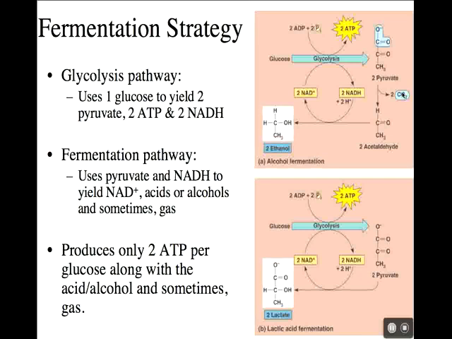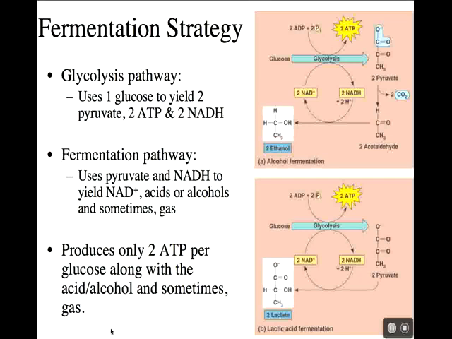So production here, notice that the fermentation pathway itself does not release any ATP. It's only glycolysis that makes ATP. So you get a measly little 2 ATP per glucose along with the acid or the alcohol that was made, and sometimes the gas during fermentation. That's your overall outcome: either acid or alcohol, and then of course the gas.